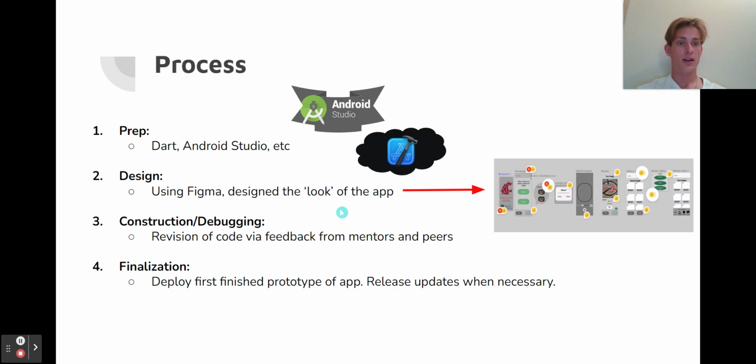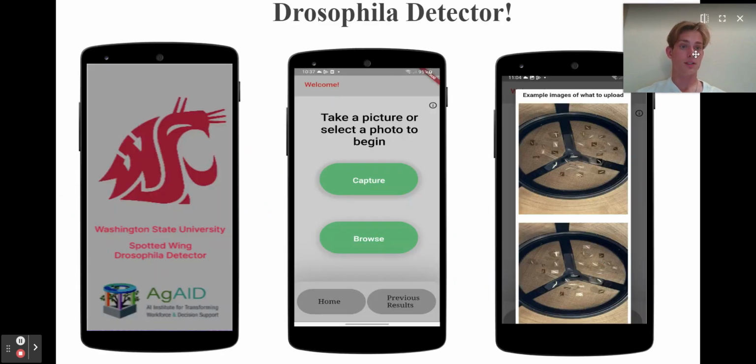the actual creation of the app, and it followed a process of coding a certain feature or a certain look, fixing any bugs or errors, and then receiving feedback, etc. Finally, the last step would be to deploy the first finished prototype of the app and release any updates when necessary. With that being said, I'd like to introduce the app called Drosophila Detector.